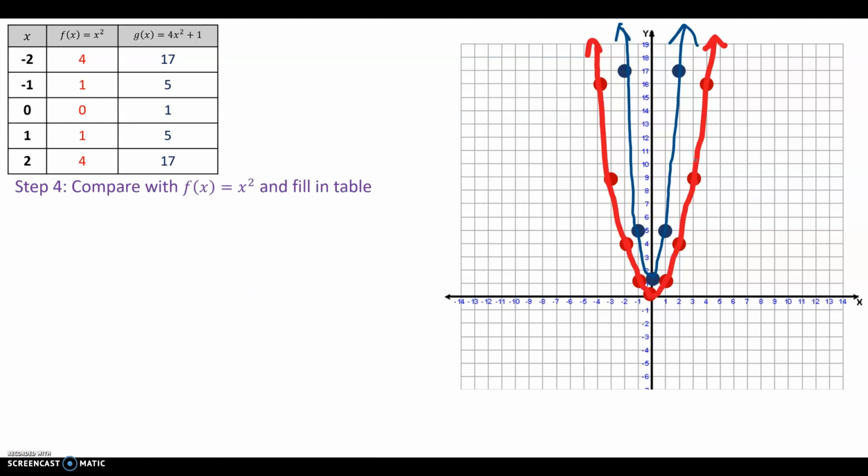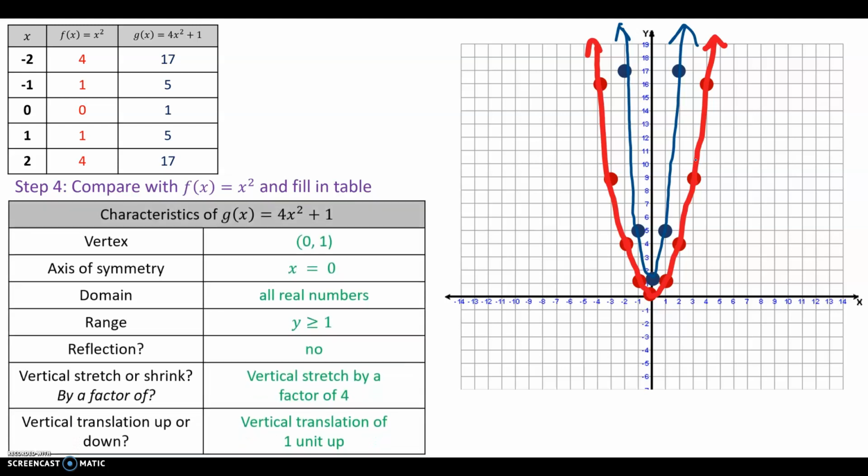I already have the table filled in, but I want to walk you through this. The vertex, as you know, we're looking at the new function, so we're looking at the blue one, okay? Here's our vertex. It's also helpful to label it. So the vertex is 0, 1. My axis of symmetry is the dotted line that goes through the center. That's x equals 0, and if you notice, it's the same for both of them. So check. The domain is all real numbers, and that's going to be true for every parabola that you're going to see in this chapter.